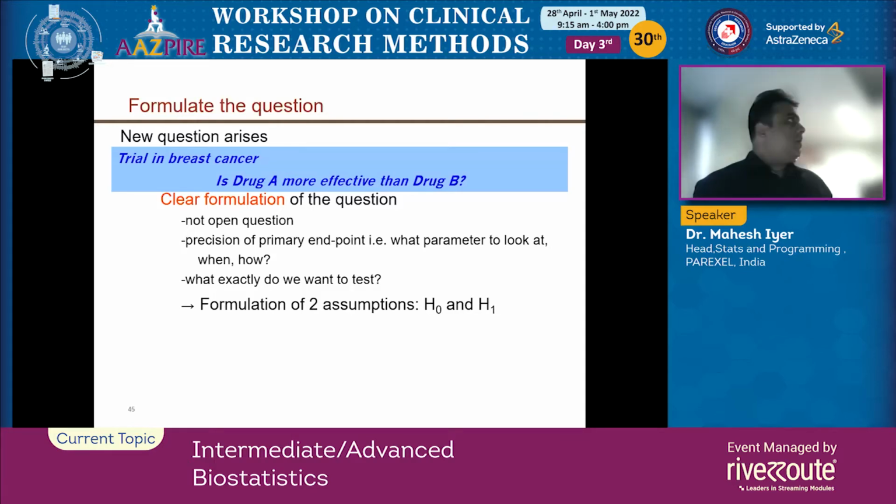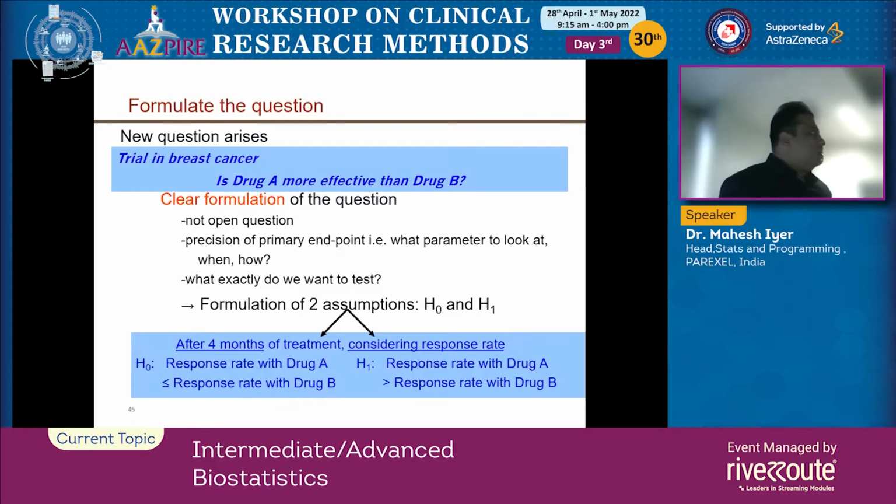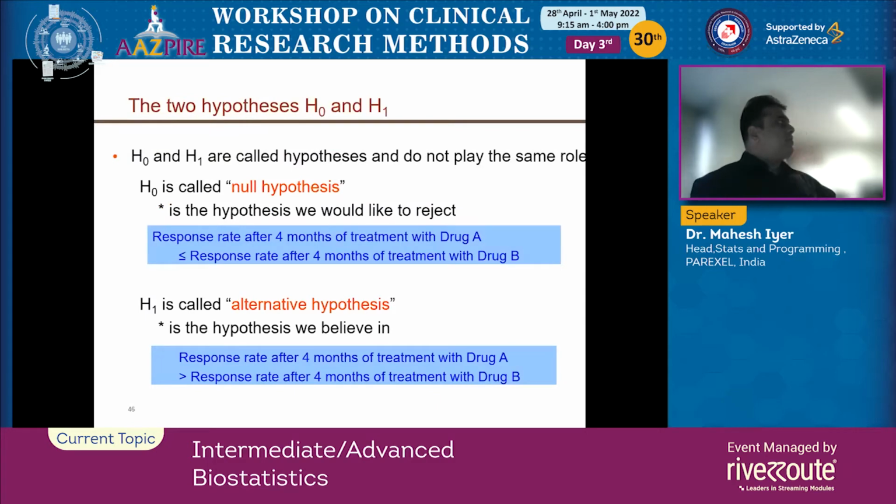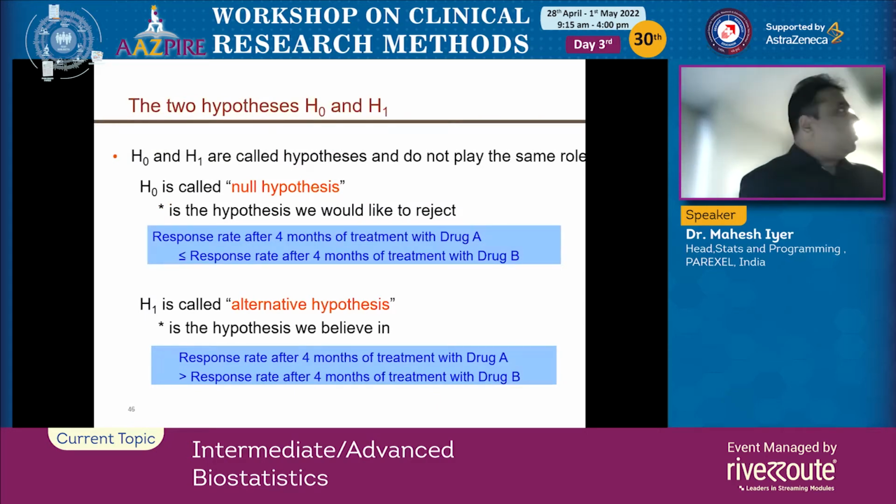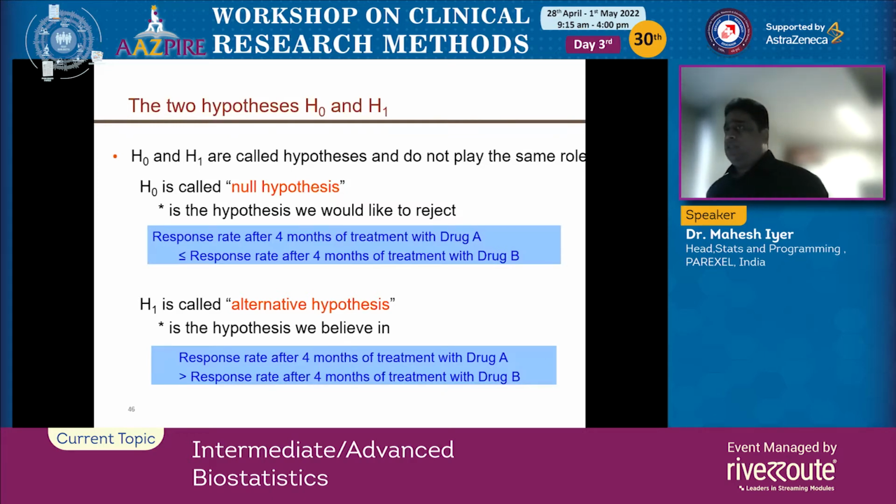Okay. All right. So how do you want to categorize this? You say basically that response rate after 4 months with drug A is less than or equal to response rate after 4 months with drug B. It's a very specific question. Look at response rate at a particular time, and so on.